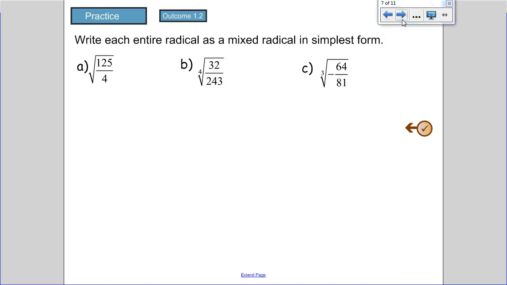Try them on your own. Try all three. See how you do.